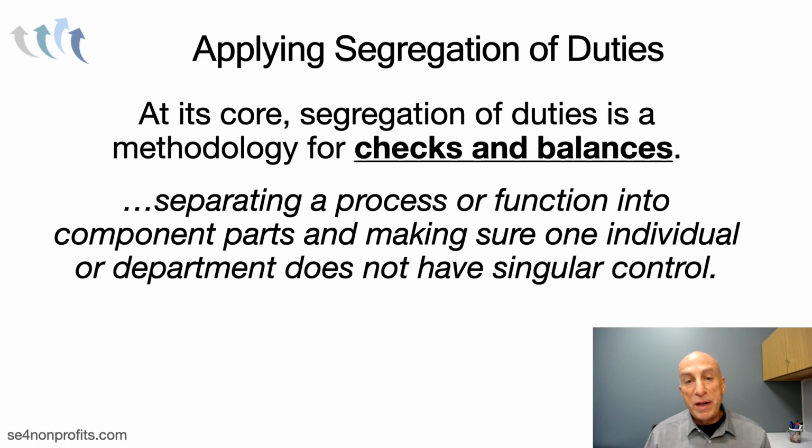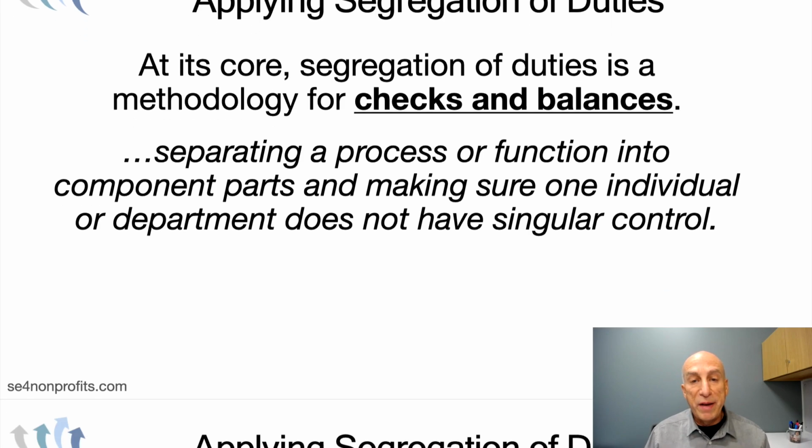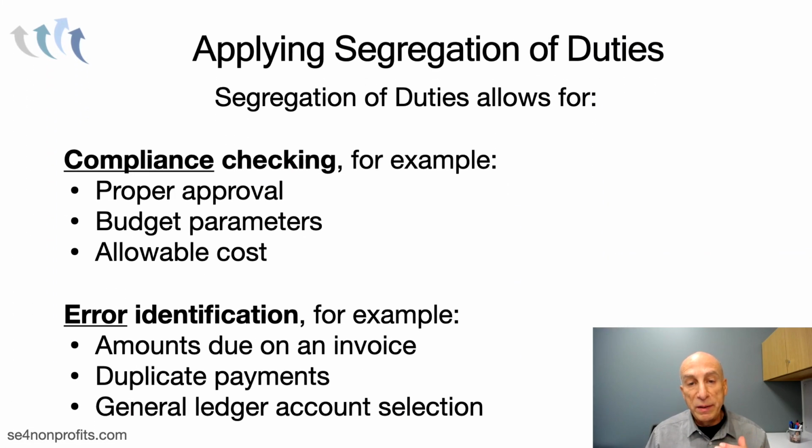Now, from a straight segregation of duties point of view, we always have this compliance checking and then error identification. And from a compliance checking point of view, it's proper approval, budget parameters as an example, or allowable costs and such. And of course, the one that comes to most people's mind, error identification, is we're doing simple calculations, that amounts on an invoice are correct, that we didn't duplicate a payment, just to name a few.